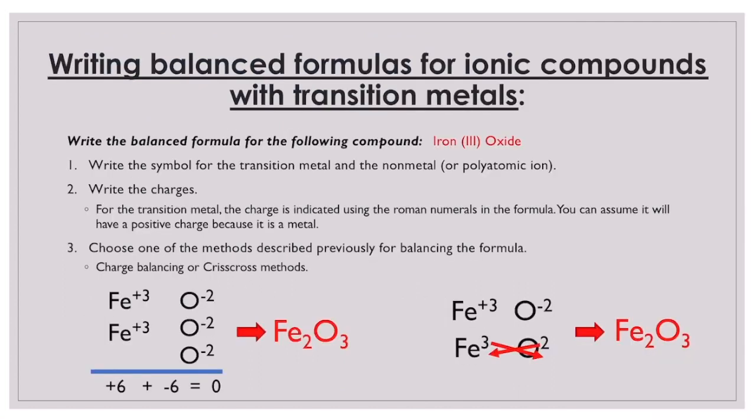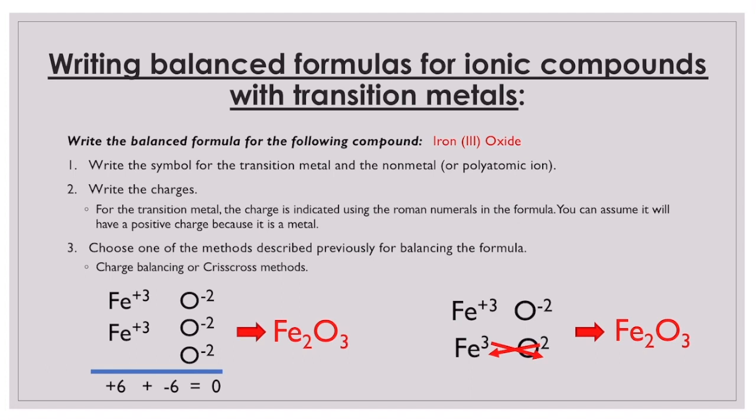All right, so when we're writing balanced formulas for ionic compounds that contain transition metals, then we have to follow these rules. And the only difference here is that with a transition metal, we cannot look at the periodic table and determine the charge on that metal cation, right?